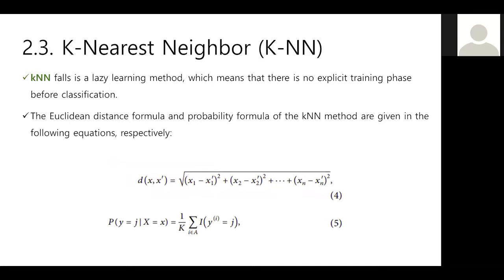K-nearest neighbor is a lazy learning method, which means that there is no explicit training phase before classification. The Euclidean distance formula and probability formula of the KNN method are given in the following equations respectively.